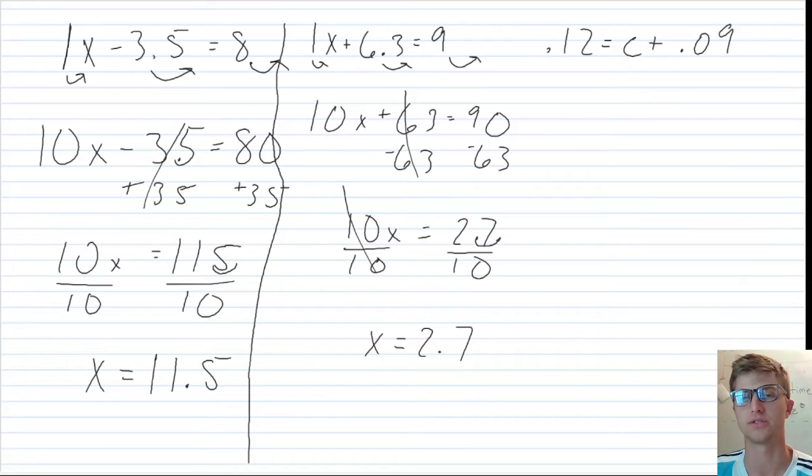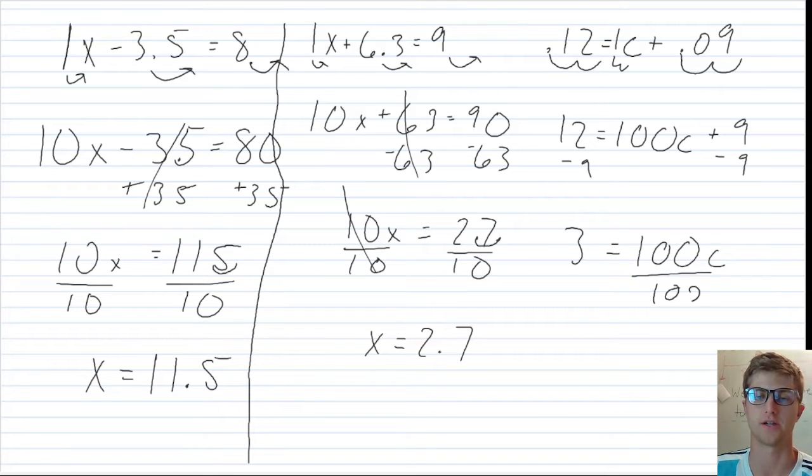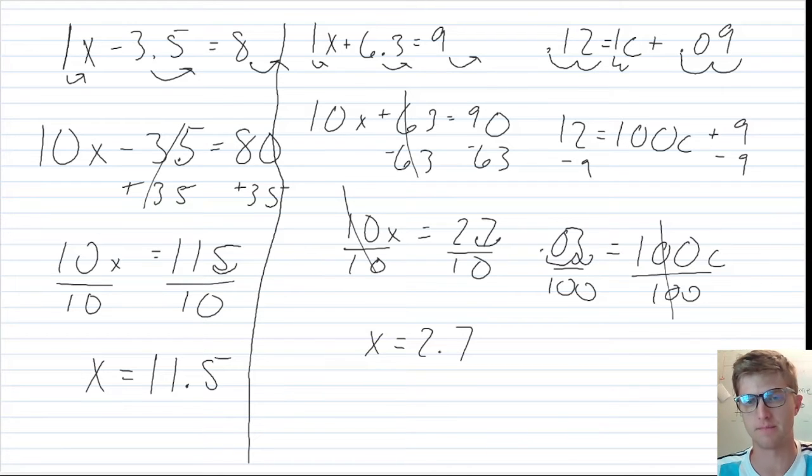And then over here, what's the most number of decimal places we have? We got 2. So we'll move everything over twice, and then don't forget our imaginary 1. That's going to move over twice as well. So we got 12 equals 100c plus 9. Subtract 9 from both sides. We got 3 equals 100c, and divide by 100 on each side. If multiplying by 100 moves our decimal to the right twice, dividing by 100 moves our decimal to the left twice. So we got 0.03 equals c.